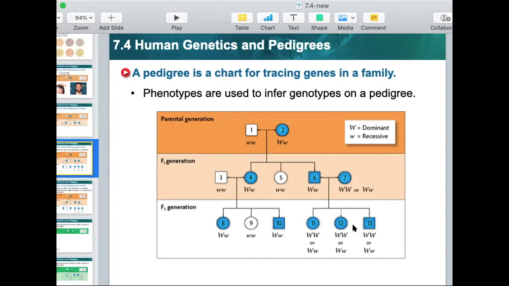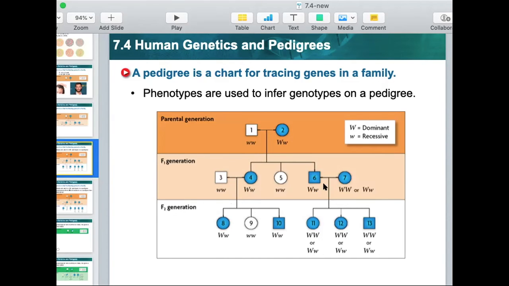So what can you tell about here? We know, again, that this is the same as right here, that these kids must have inherited a lowercase w from the dad, because the dad only had lowercase w's to give to the kids. The mom had uppercase and lowercase w's to give, and so some had uppercase W, widow's peak, others had lowercase w, which was a straight hairline.